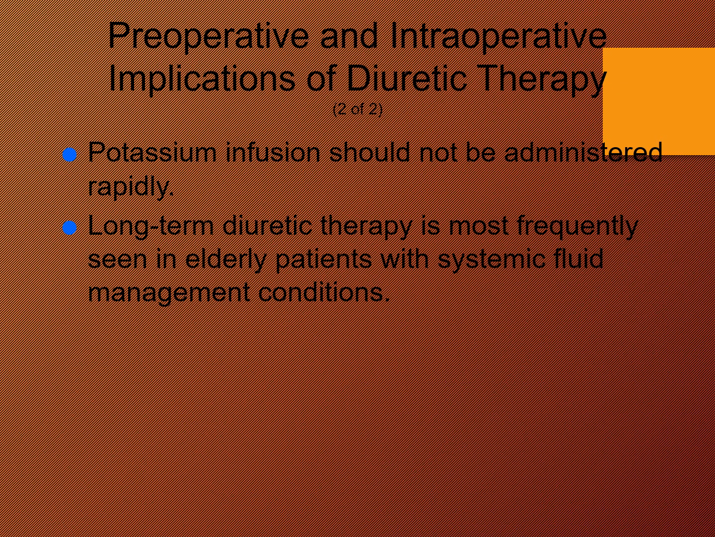So like I mentioned on that last slide, you don't want to give the potassium over too short of a time period. You want to space it out. And then also just keep in mind that long-term diuretic therapy, you're most frequently going to see this in elderly patients because maybe they have some systemic fluid management conditions. They're not able to regulate themselves. So like we mentioned, congestive heart failure, hypertension, glaucoma, all of those things might cause them to be on long-term diuretic therapy.